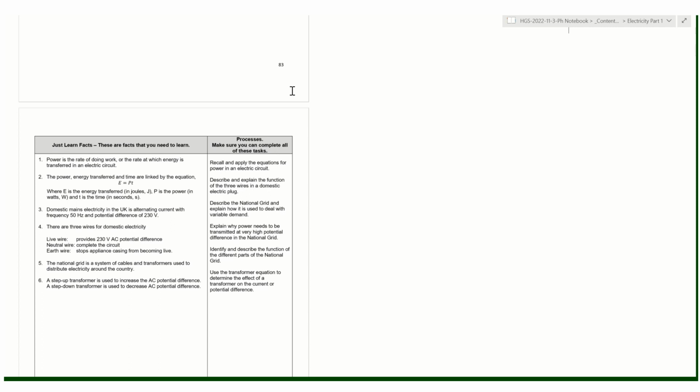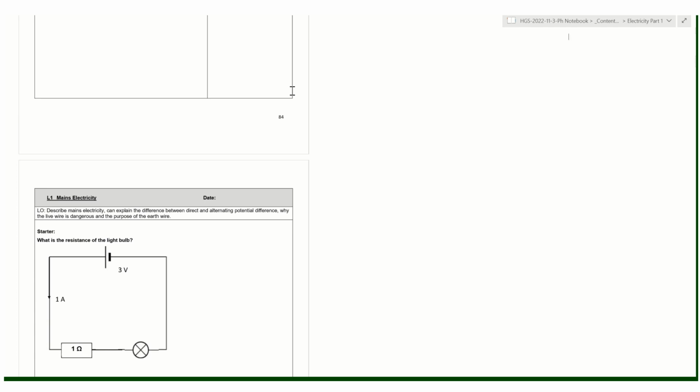Remember that on your pack, as well as having the knowledge banks at the front, you have this sheet that gives you some basic facts related to this topic, and it also tells you some of the things that you might be asked to do in the exam. So starting with the first task in the lesson, it's a little bit of a recap task, and what you're asked to do is calculate the resistance of the lamp. And I want you to do that now, and you have 30 seconds.